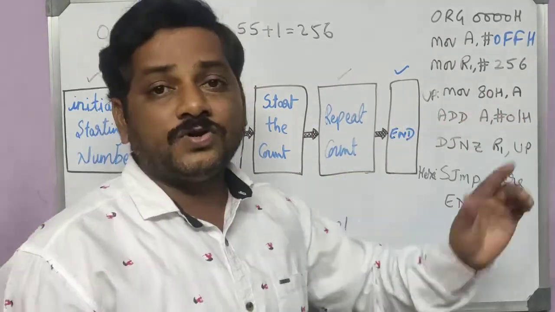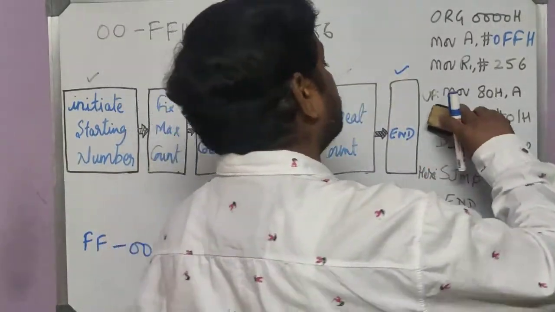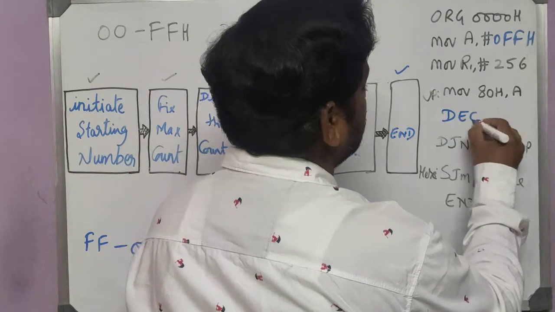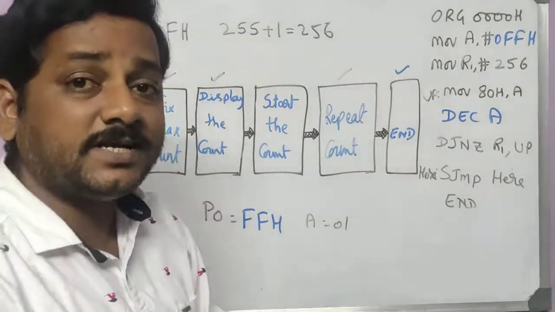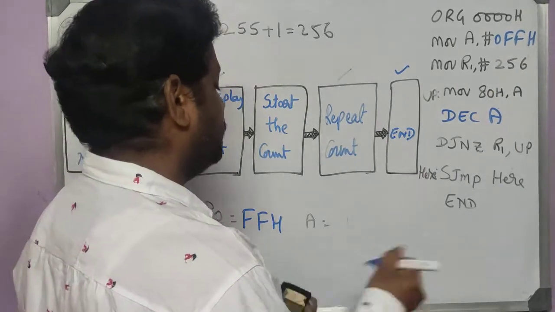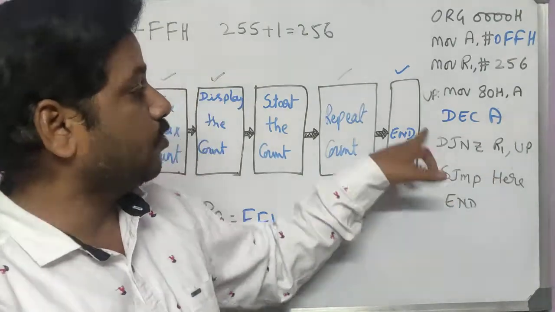And then we should not add. You have to decrement it. So you can use a subtraction or you can use a decrement instruction. So I use DEC A. So A will get decremented. From FF it will become FE. So in the accumulator we get FE. And check for this R1. If it is not 0, go back here.